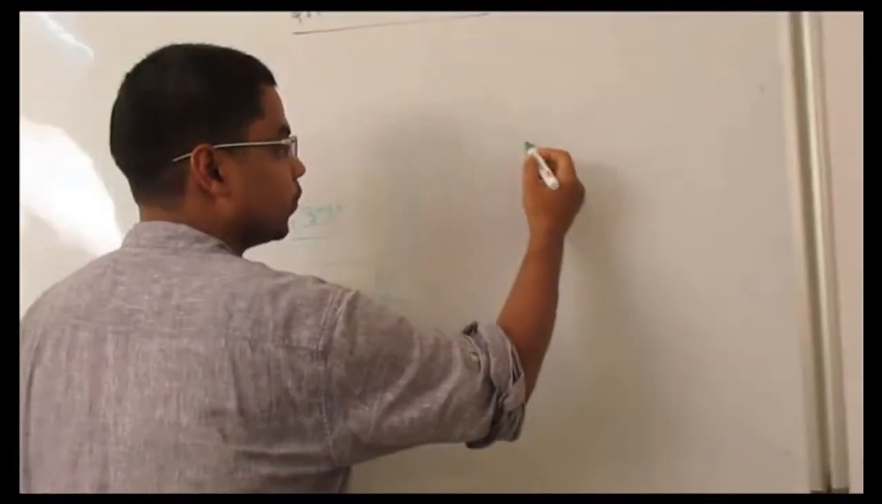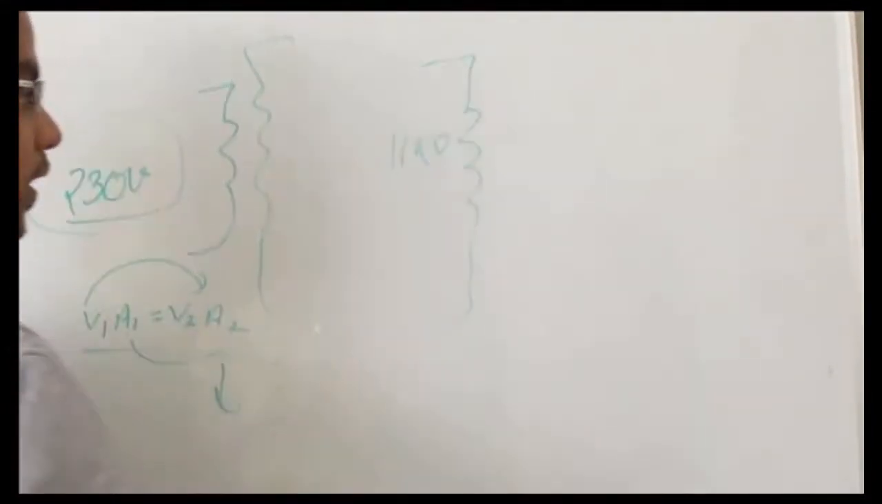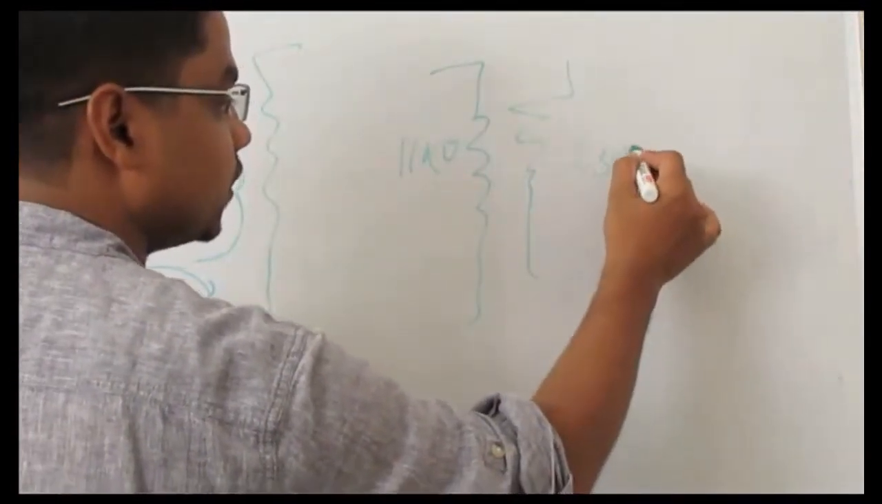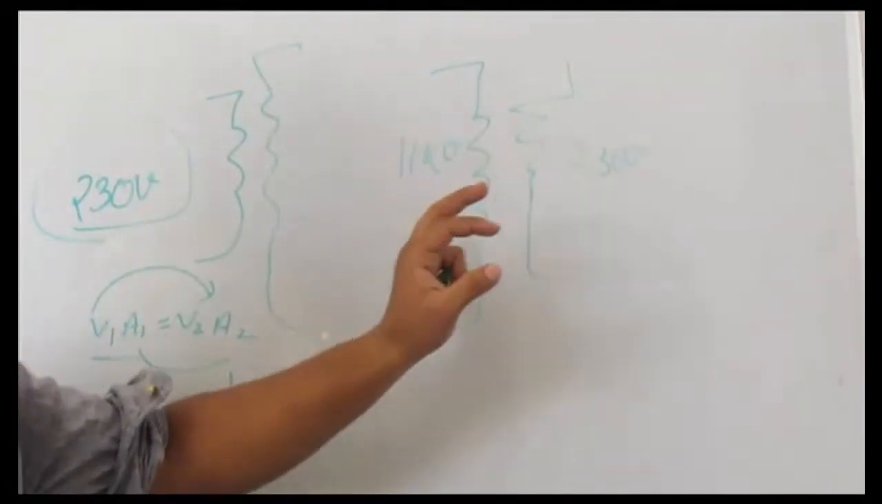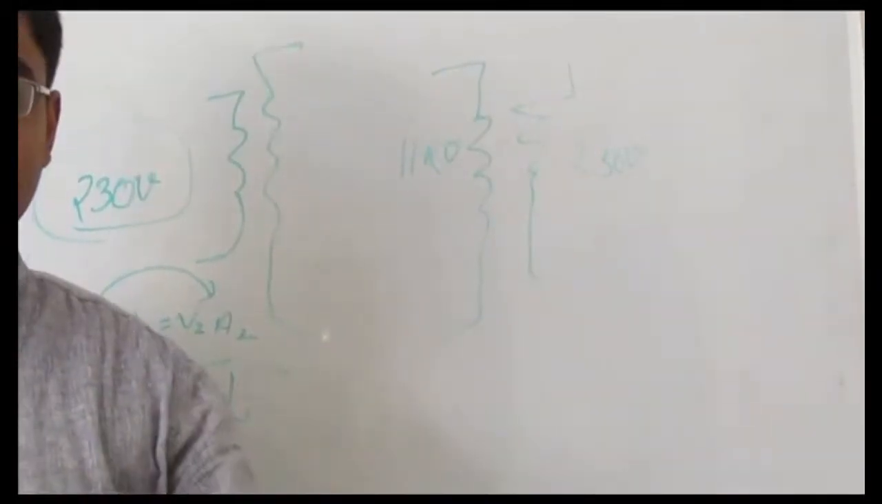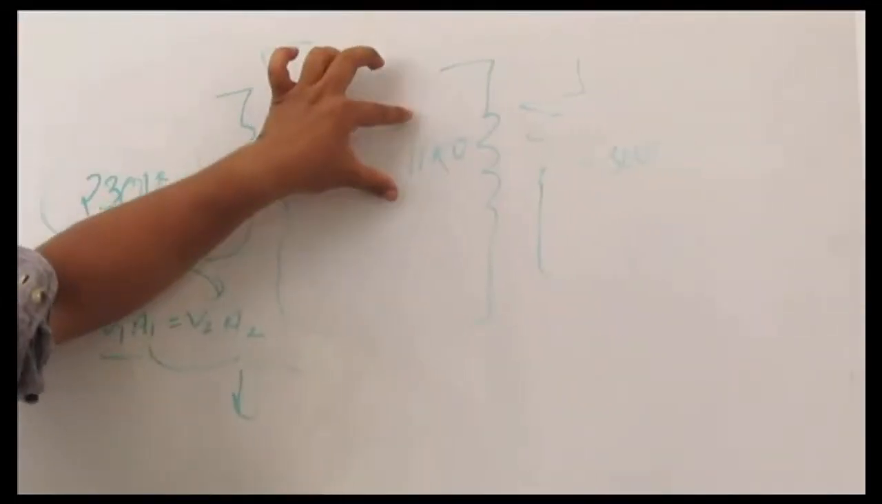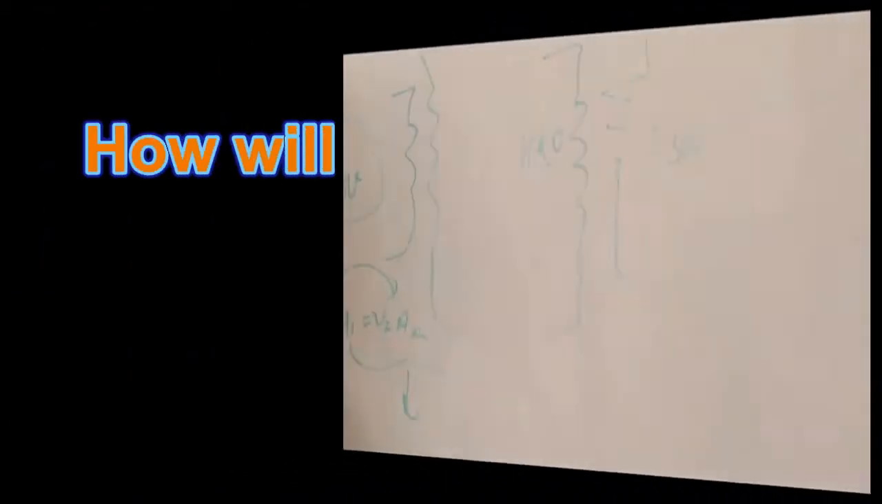And at the generating point, suppose I am getting 11 kilovolt here, and here it is 230 volt. So at the user point, we can't give 11 kV directly to our TV or fridge or other home appliances. So we have to step down this 11 kV voltage to 230 volts, so that we can safely operate our home appliances.